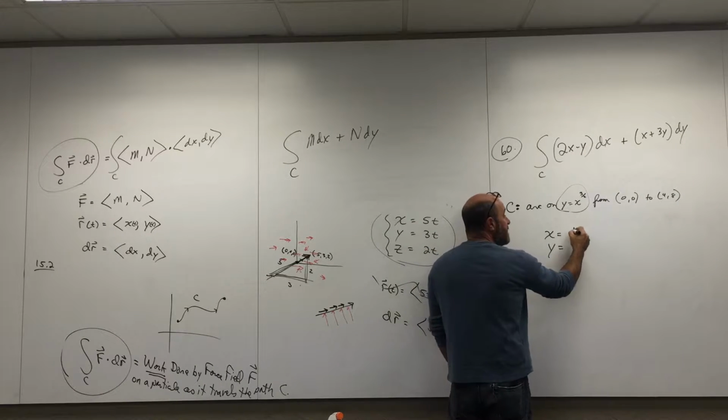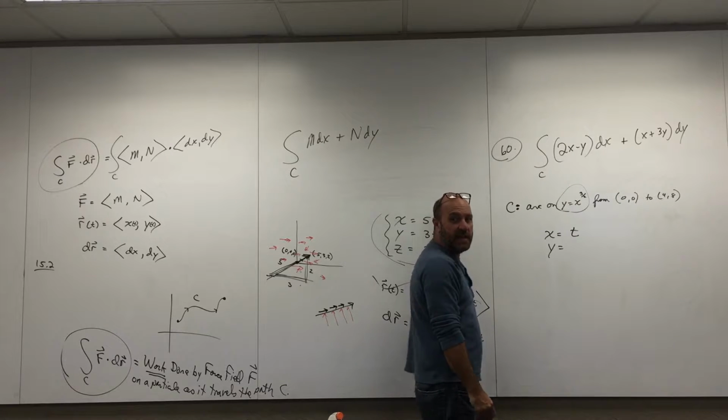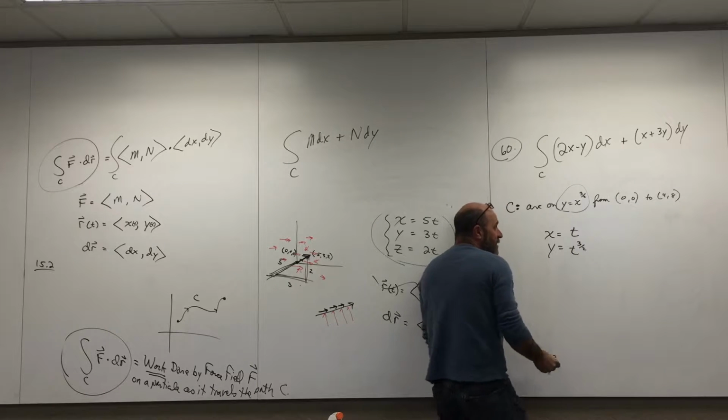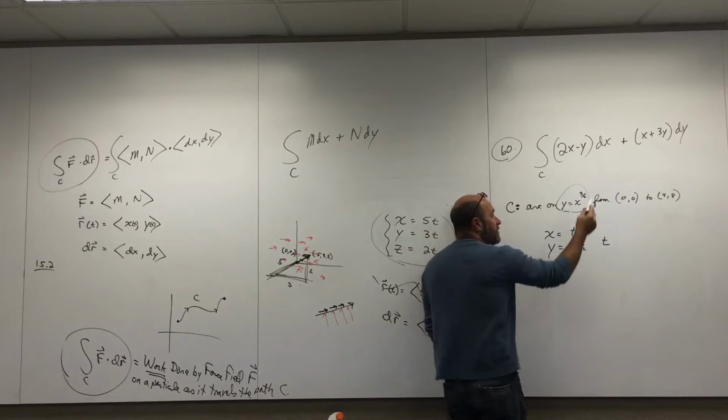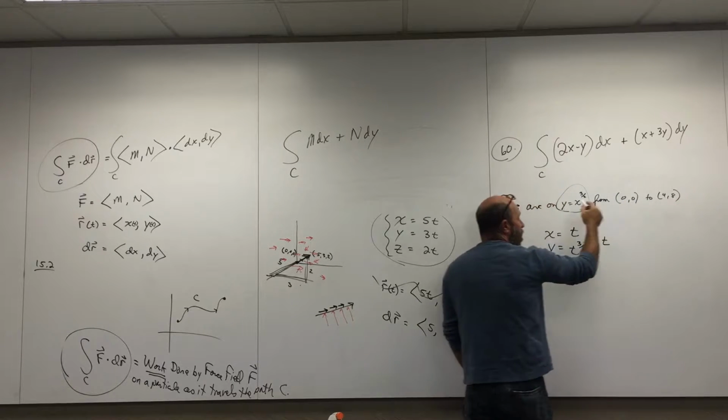I mean, what would you do? Can we let x be t? Let's do that. That's the smartest thing to do. Let x be t, and then y would be t to the 3/2. And now we got to figure out how much t I need to do what they want. They want me to go from (0, 0) to (4, 8) on this path.